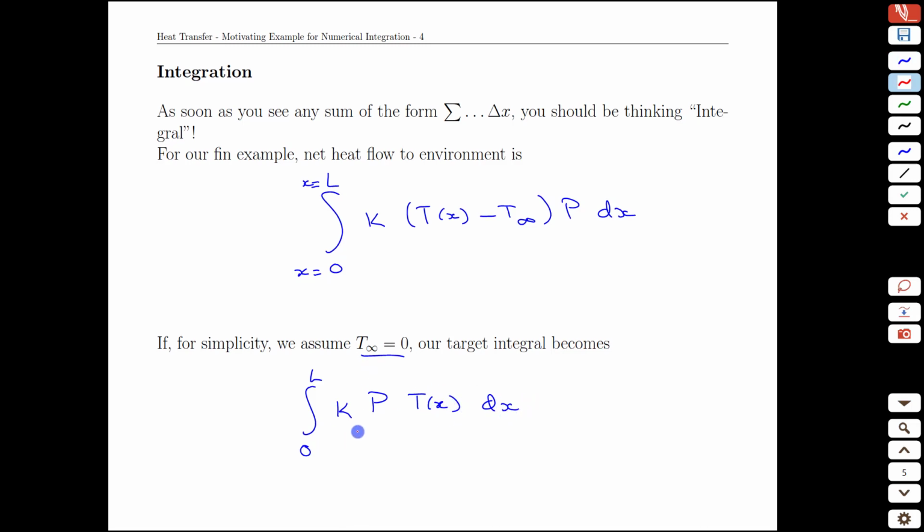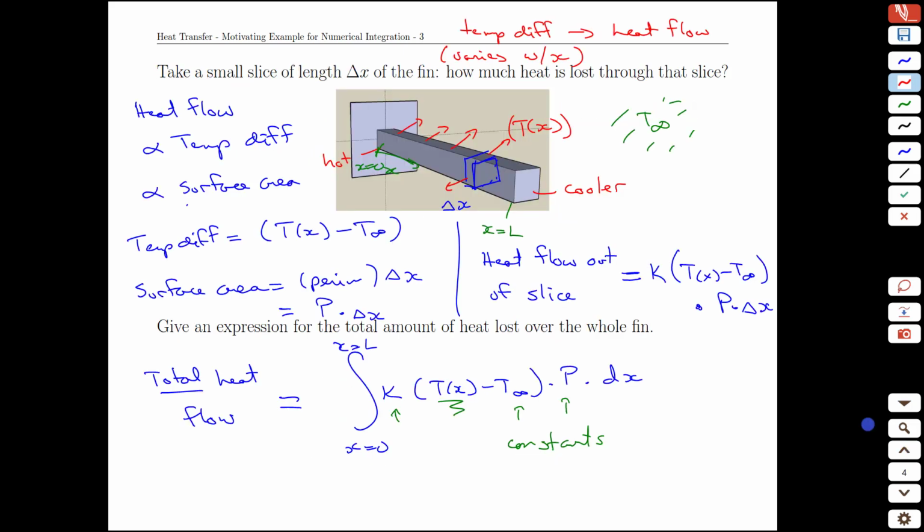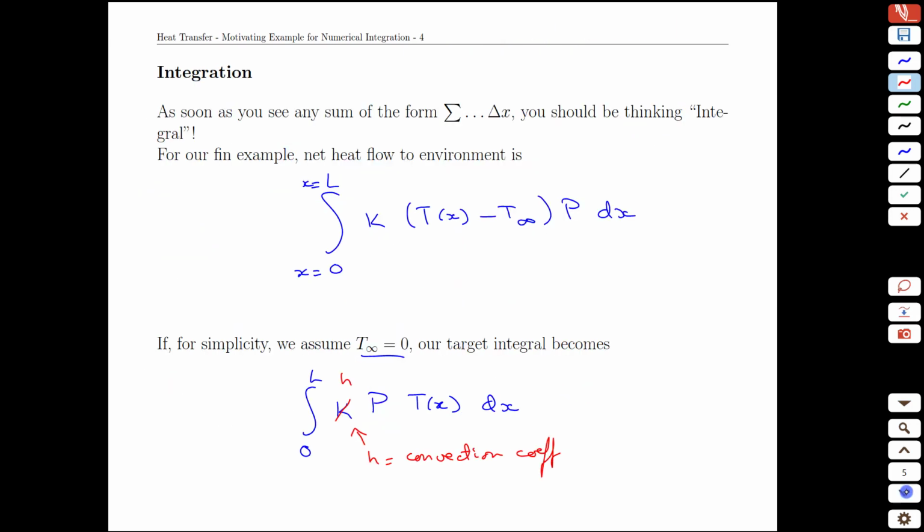And we'll make one more note while we're here, which is that this K is in fact usually called an H, because an H is what we call convection coefficients. And those are the values that dictate how quickly heat flows between two materials. And that's what we're talking about here. If we're talking about the heat loss out of this slice, it's jumping from the material of the fin to the material of the environment. But that's it. We're good to go.